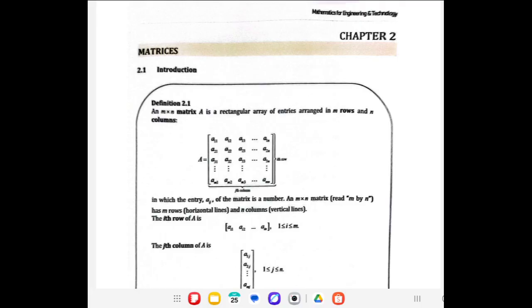In this topic, we'll learn how to represent numbers in rectangular form, how to describe their size, and what it means for two matrices to be equal. Matrices are everywhere in computer graphics, engineering systems, and data science. So let's begin from the basics.